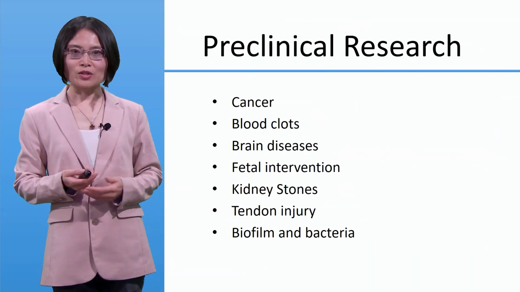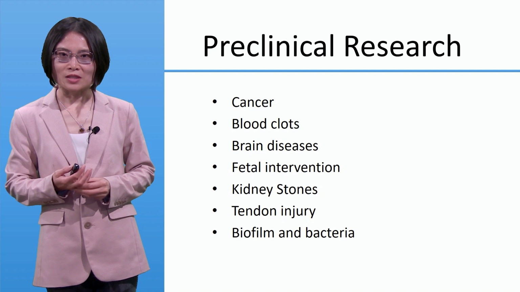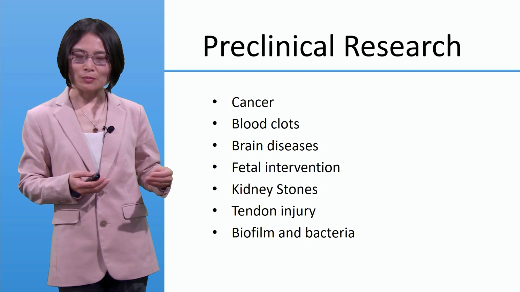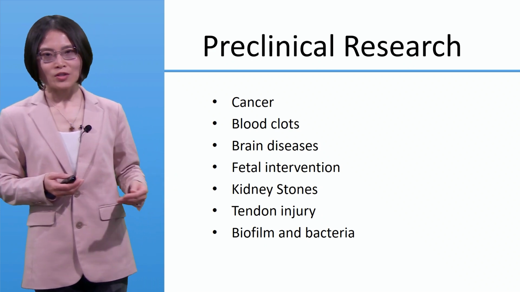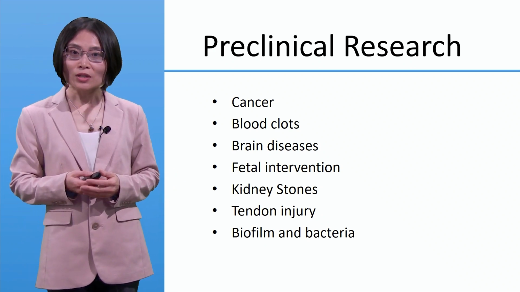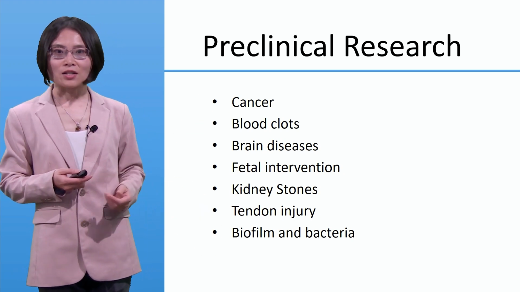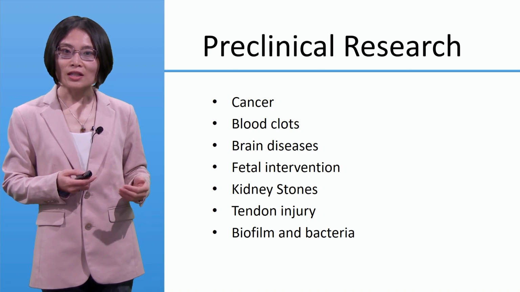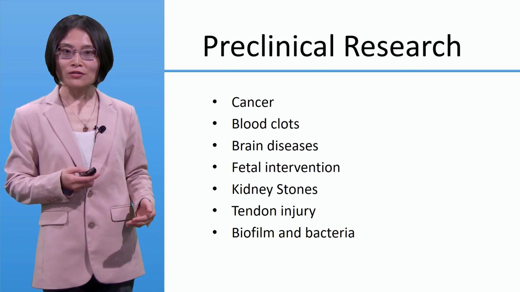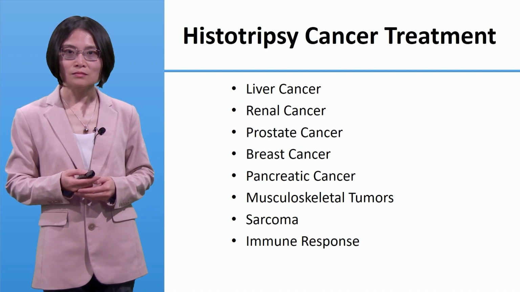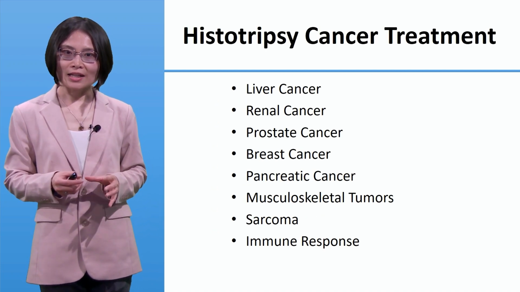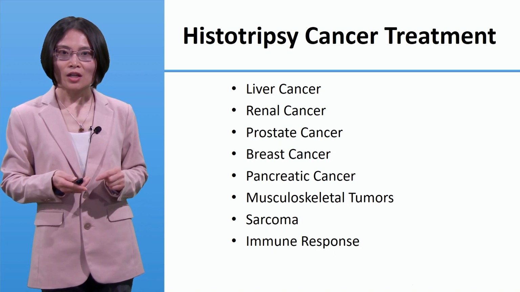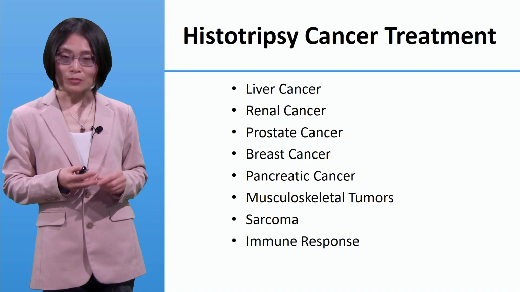I'll talk about the preclinical research work that has been done for histotripsy. There are a number of research studies that have shown that histotripsy can be used for numerous applications, including and not limited to the list here: cancer, blood clot-related disease, brain diseases, fetal intervention, kidney stones, tendon injury, biofilm, and bacteria. So I want to highlight three preclinical research areas today, including cancer, blood clot-related disease, and brain diseases.